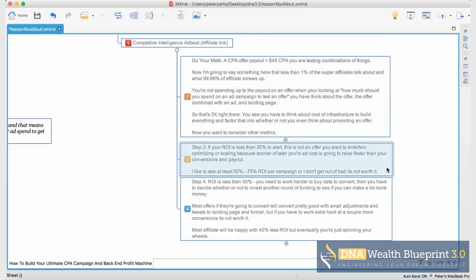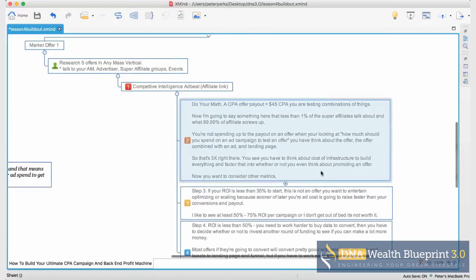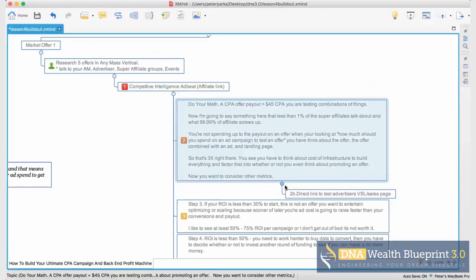Whoops, let me back up here. Sorry, I forgot about step 2B here. Very important. So once again, let me backtrack. After you consider the other metrics, the first thing you want is a direct link. That's 2B in the process. You want a direct link because you need to test the advertiser's VSL or sales page. You need to test the strength of their offer.